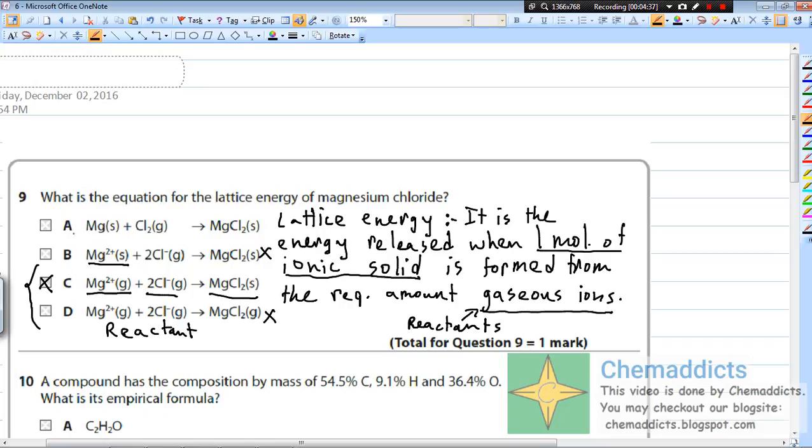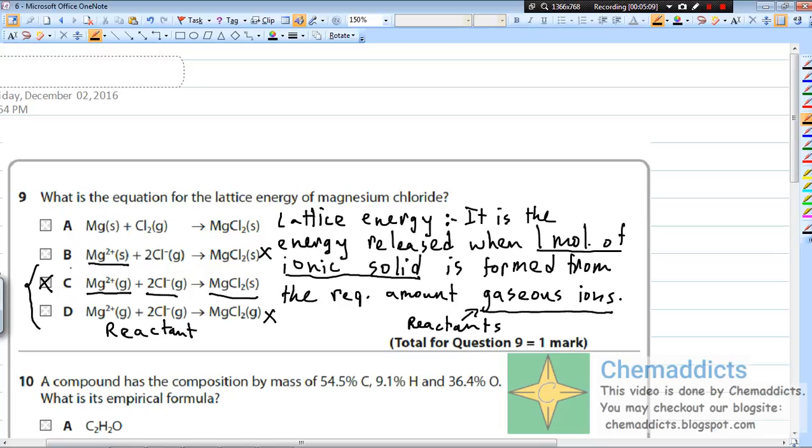And in A we can see that this is not an ion and this is not an ion, so this shouldn't be the equation for the lattice energy. In A there are no gaseous ions, so A is ignored. And in B, this magnesium ion is solid, so that is why B is ignored.